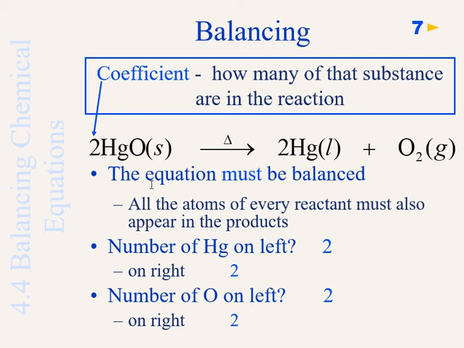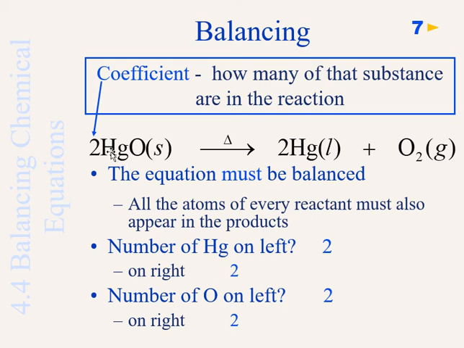The other way of reading it, and the preferred way, is to read it in moles. You can say this as 2 moles of HgO decomposes to produce 2 moles of Hg and 1 mole of O2. So those are the coefficients, and this is a balanced equation.